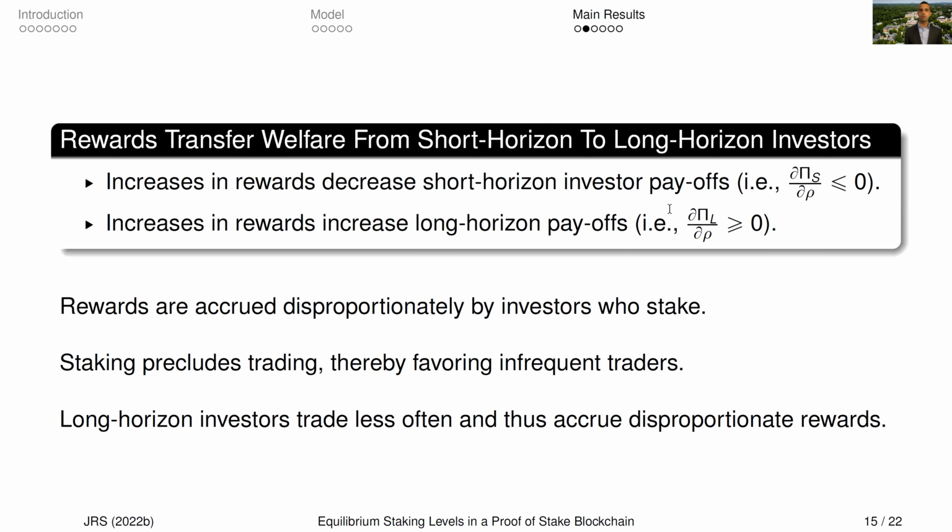So I've been harping on this point that rewards transfer welfare from short horizon to long horizon investors. What does that mean formally? Well, I just showed you these bivariate functions, Pos and Pl. And so we can take the partial of them with respect to rho. That is saying, holding equal the short horizon investment, holding equal the tax base, what happens when I increase the tax rate, the reward rate? Well, you get monotonic effects. The short horizon investors lose and the long horizon investors gain. That is, it's a transfer from the short horizon investors to the long horizon investors.